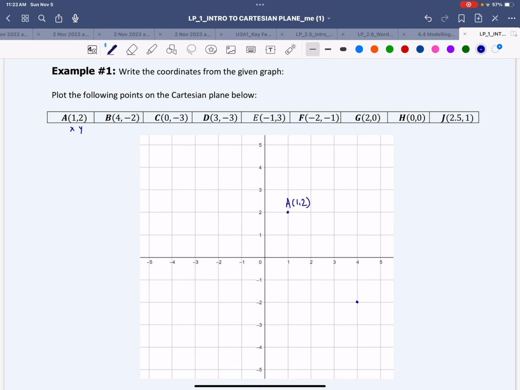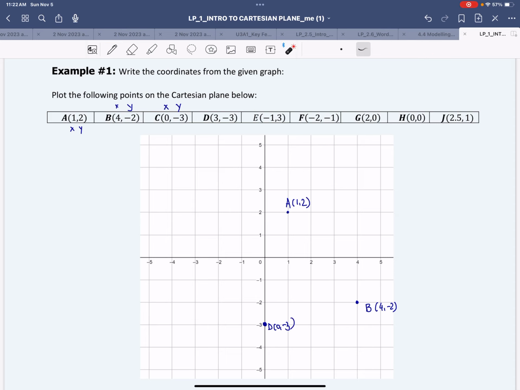Next, we have the point C with coordinates 0, negative 3. So that means x is 0, y is negative 3. So x equals 0 at the origin, y is negative 3 down on the y-axis. That tells us that the point C will be on the y-axis.